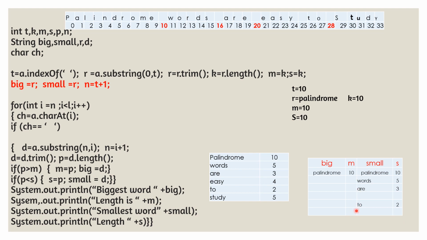So like this, one by one comparing, we can find the smallest word and the biggest word. And to close the loop, we can say biggest word is plus big, and then length is here, and smallest word is plus small and length is here. So like this, we can extract the smallest and biggest word from the given sentence.